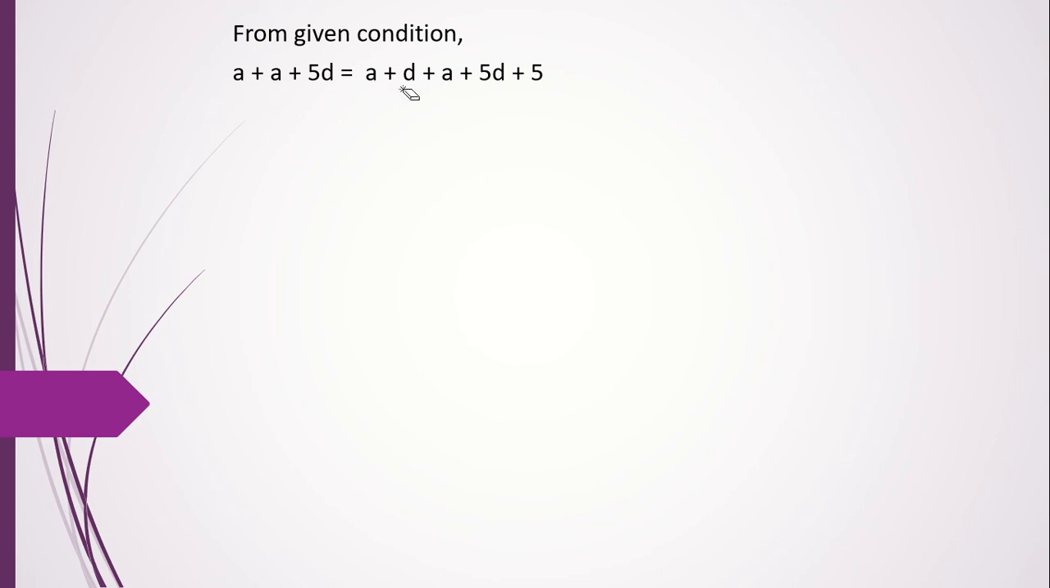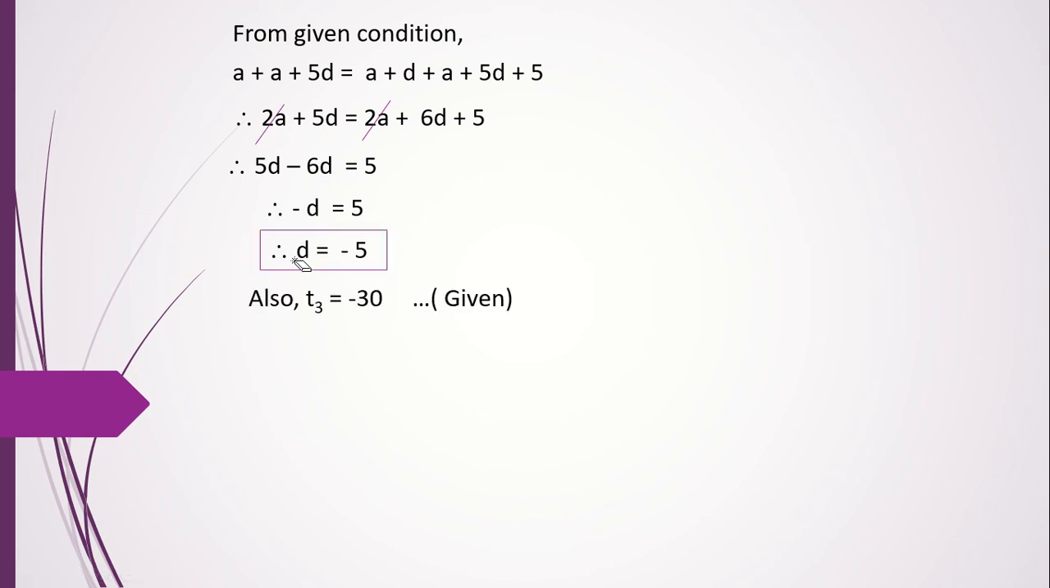Now this a plus a becomes 2a. So that's 2a plus 5d, and 2a plus d plus 5d is 6d. So that's 2a plus 6d plus 5. Now this 2a is getting cut, and we are left with 5d minus 6d. 6d comes this side, becomes minus, is equal to 5. Therefore minus d is equal to 5. Therefore d is equal to minus 5.